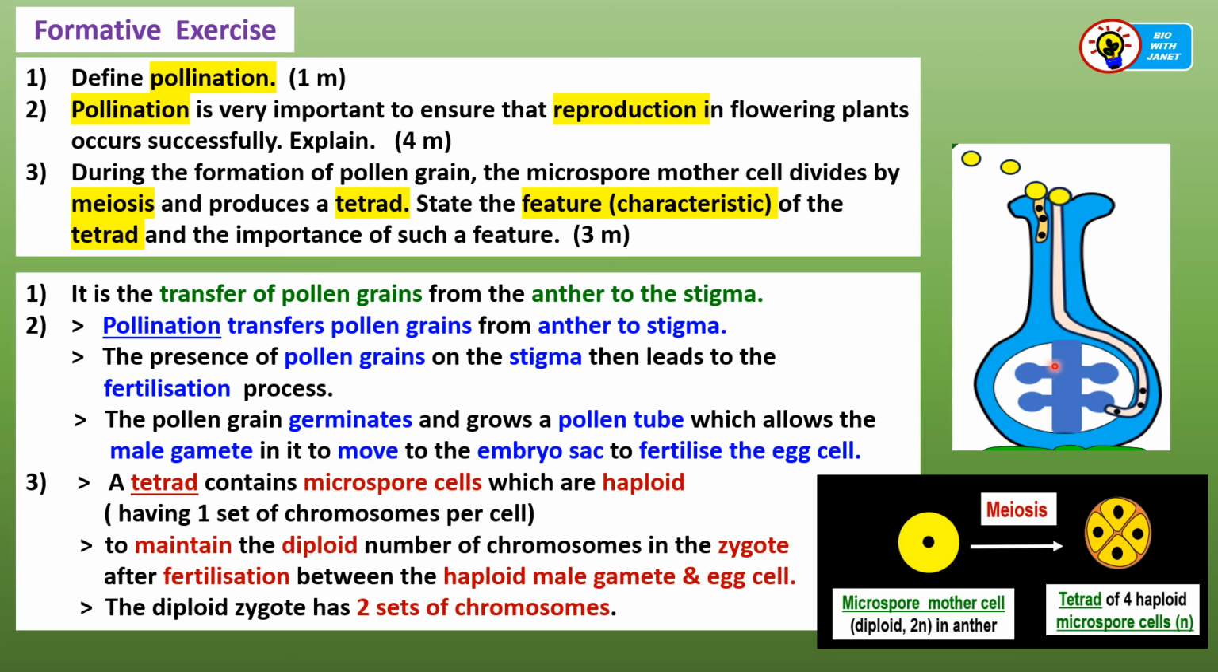has occurred in the embryo sac in the ovule, then the two haploid gametes, the male and female gametes, will fuse together and produce the zygote, which has the diploid number of chromosomes, just like in the cells of the parent plants. Okay, so in this way, the haploid cells help to maintain the diploid number of chromosomes in the zygote after fusion between the two haploid gametes.